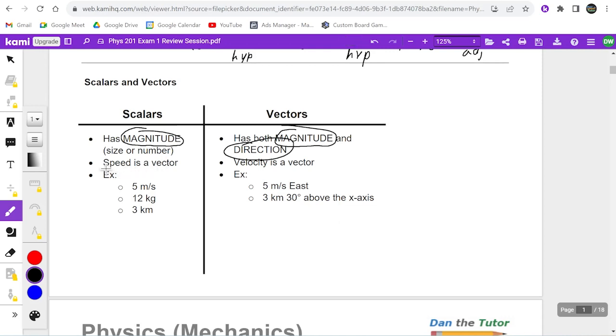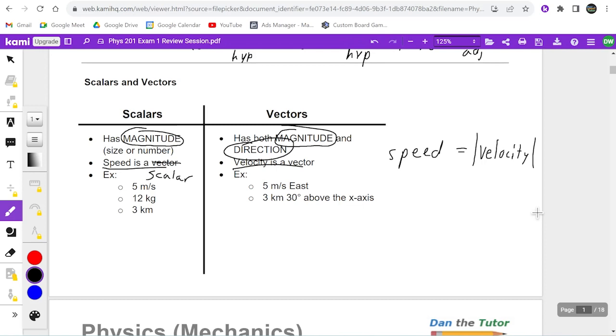Another thing you see I wrote is that speed is a... That's funny, that's wrong. Speed is a scalar. I need to fix that. Yeah, speed is a scalar, velocity is a vector. And one thing worth knowing is that if I had to give an equation for speed, I would just say it's the absolute value of velocity. So if you get a negative answer for velocity, just make it positive and you've got your speed.